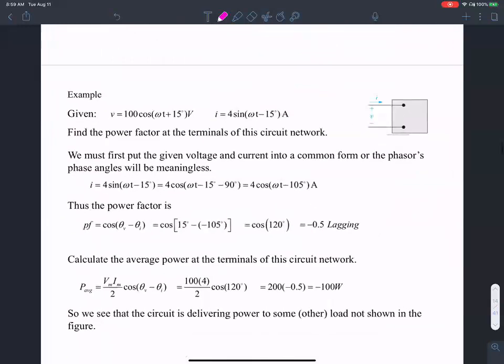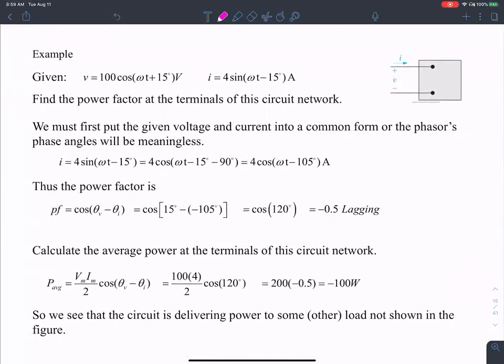Now, we can do a simple problem. V is given as Vm cosine omega t plus theta V. Theta I is given to be negative 15 degrees. Then we have to find the power factor, which is cosine of theta V minus theta I. How do we find the power factor?